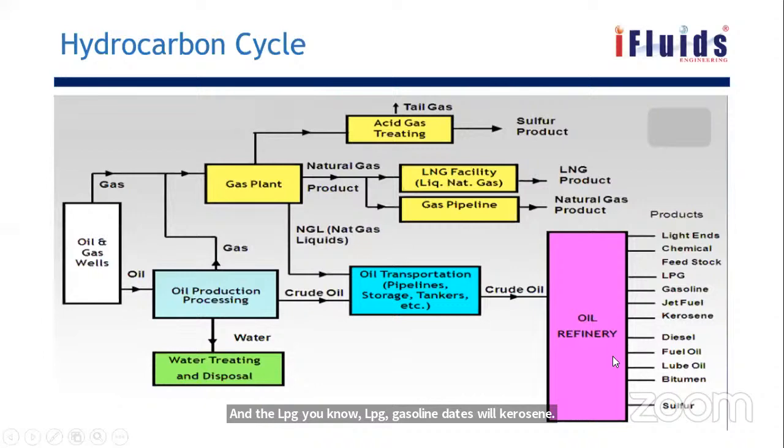Then the bottom portions will be used for lube oil and bitumen for road making purposes, and then further processed in downstream, and the final toxic waste will be converted into sulfur. Toxic waste here, what we are speaking of, is hydrogen sulfide. This is a simple block diagram.